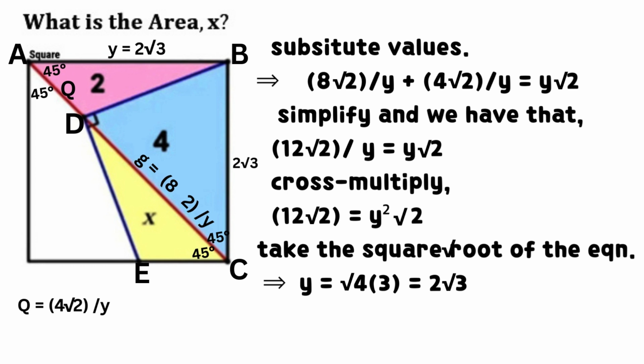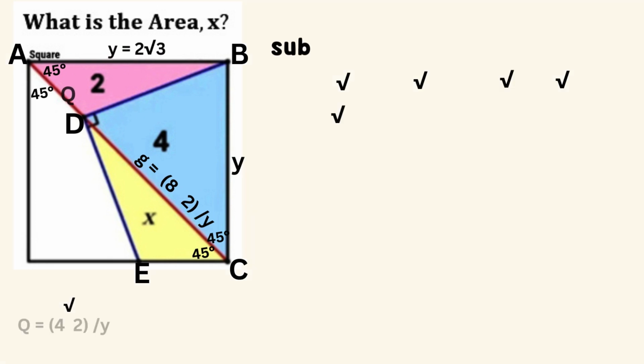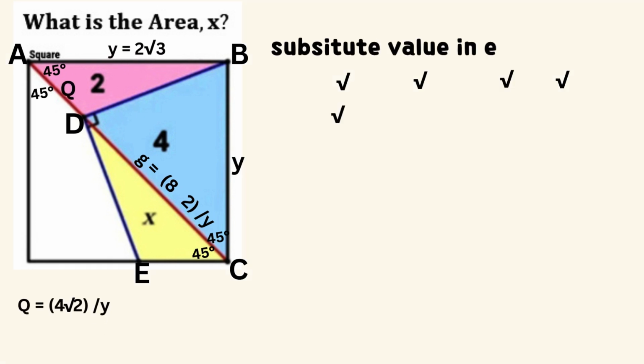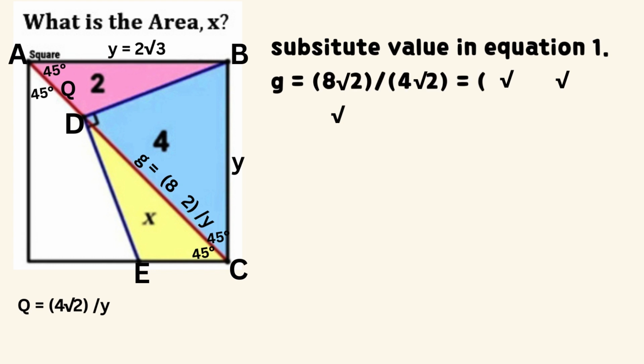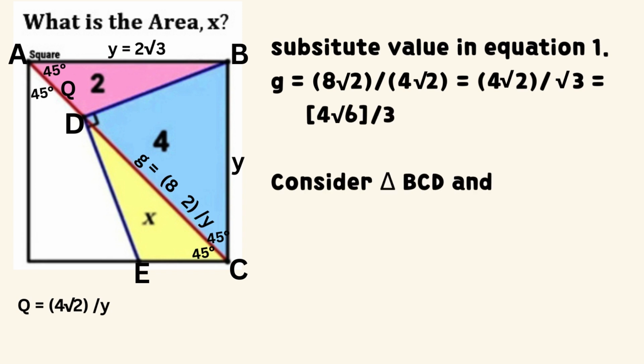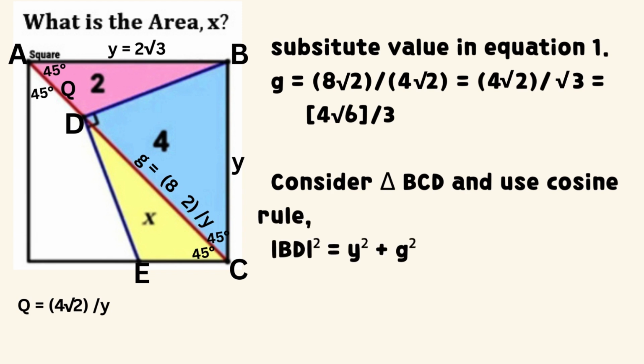Take the square root of the equation. It signifies that Y equals 2 times the square root of 3, after simplification. Substitute the value in equation 1 and simplify to have that G equals the product of 4 and the square root of 6, all divided by 3.